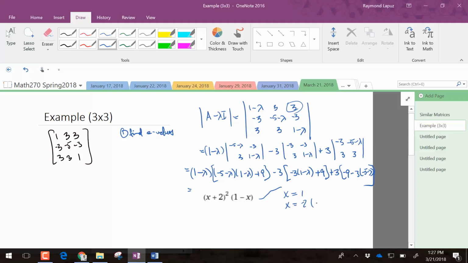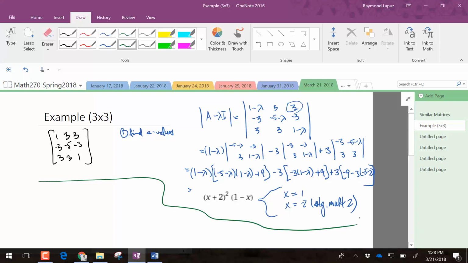And this one has algebraic multiplicity of 2, because it happens twice. Okay. So I only have 2 eigenvalues, but one of them has multiplicity 2. So I'm hoping that when I find the eigenvectors, I need 3 linearly independent eigenvectors. So I'm hoping that when I put in negative 2, I hope to get 2 eigenvectors out of that. Let's see if that's actually going to happen.